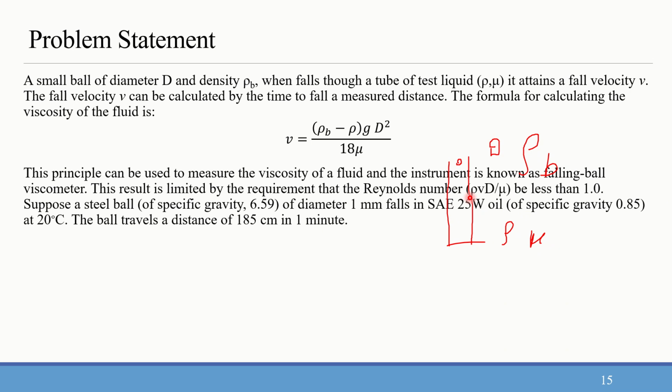Now coming to our question, suppose a steel ball whose specific gravity is 6.59, that is its density is 6590 kg per meter cube, and of diameter 1 mm, falls in an oil whose specific gravity is 0.85, or whose density is 850 kg per meter cube, at 20 degrees Celsius, and the ball here travels a distance of 185 centimeter per minute. So its velocity is 185 centimeter per minute or 185 by 60 centimeter per second.